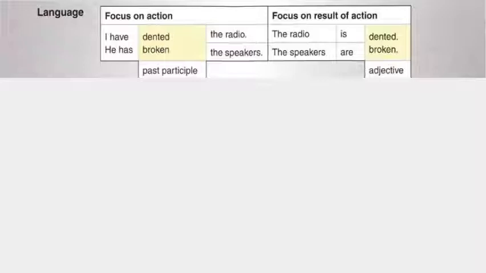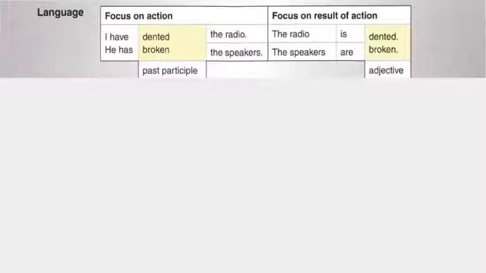Okay, what about focus on result of action? At the first, focus on action. How this is I focus about something happened from someone. Again, someone do something or do an action. I have dented the radio. He has broken the speakers. She has cut the paper. Okay, so this is focus on action. Okay, and the verb here called past participle.